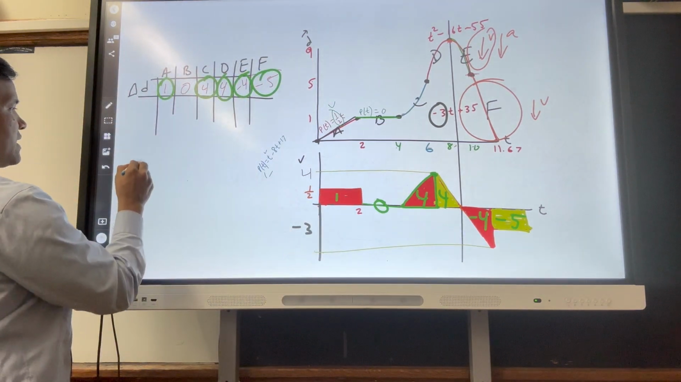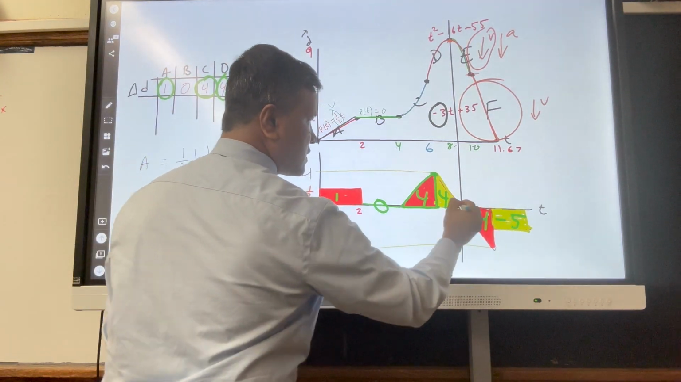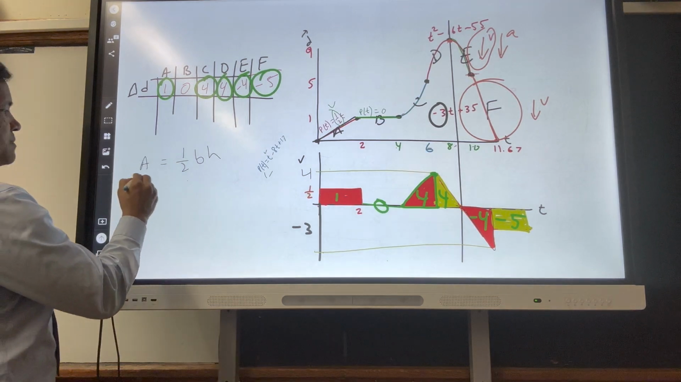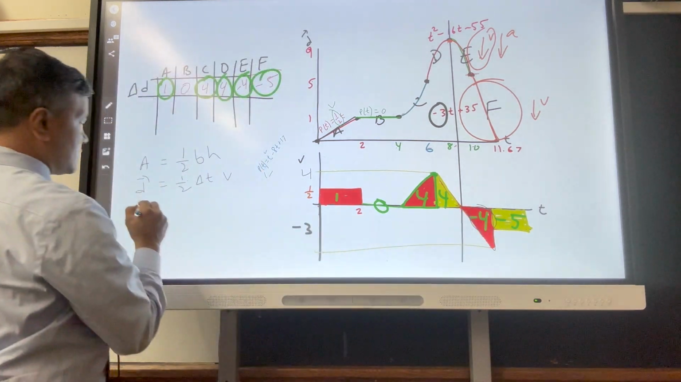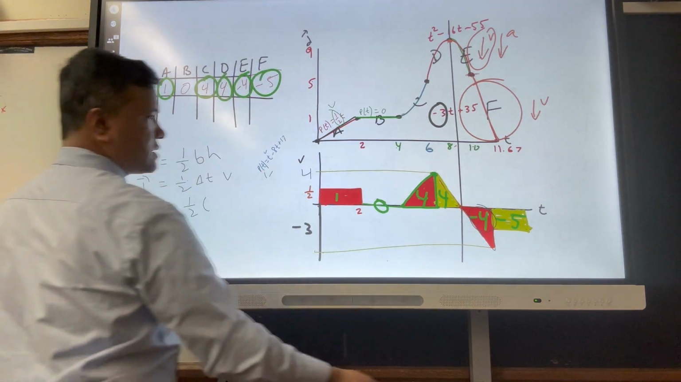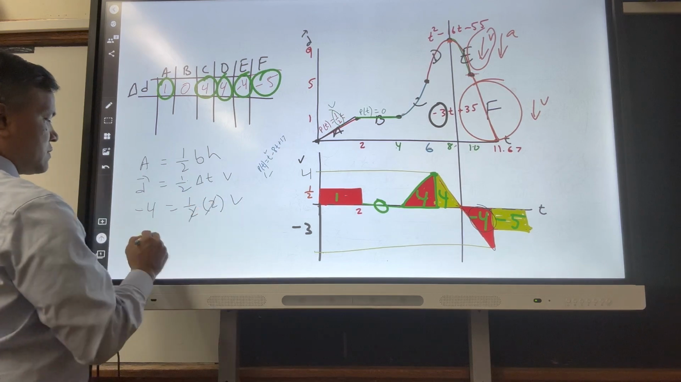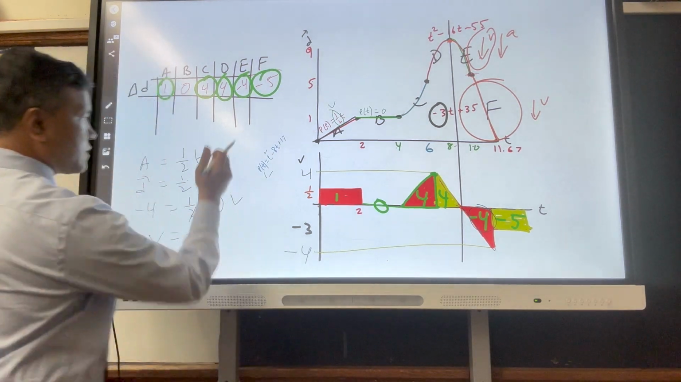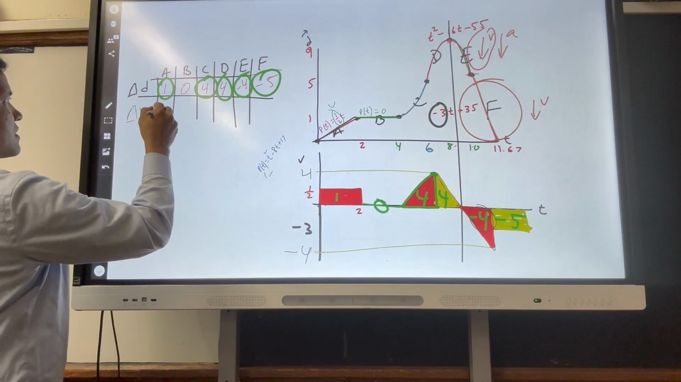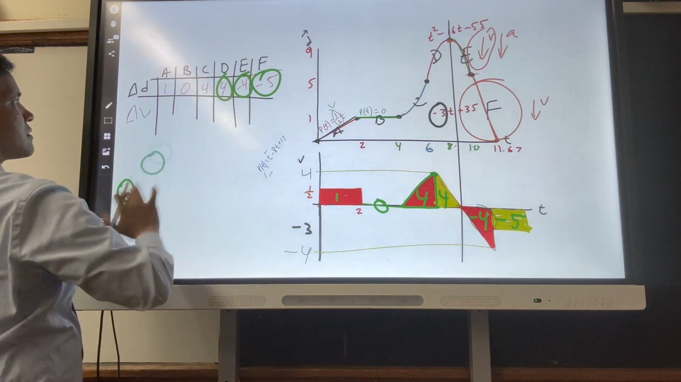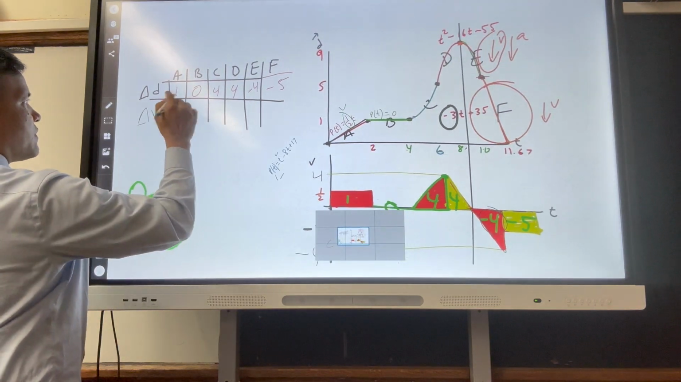Okay, we're going to do the same thing. Area is half BH. Why half BH? Because this one is a triangle. Area is called displacement. B is delta t and H is velocity. Displacement is -4. This is your 10 minus 8. So velocity is -4. Good. So what is the velocity here? Velocity here is half, 0.5.